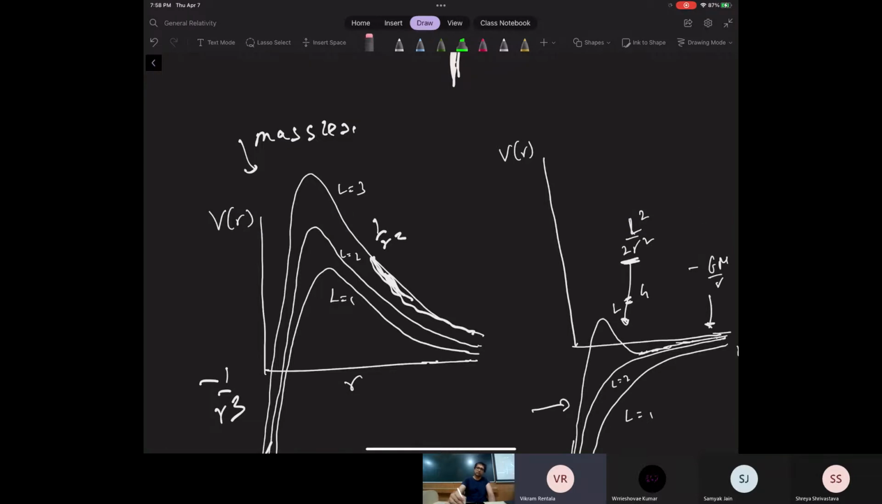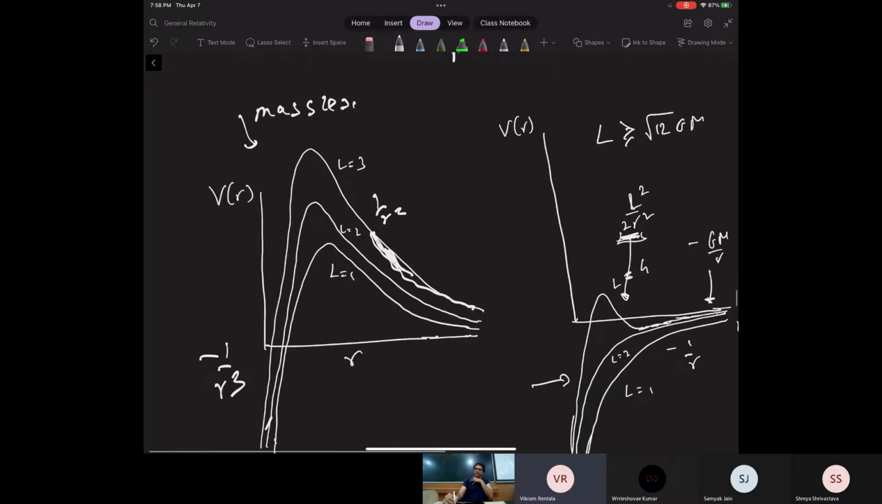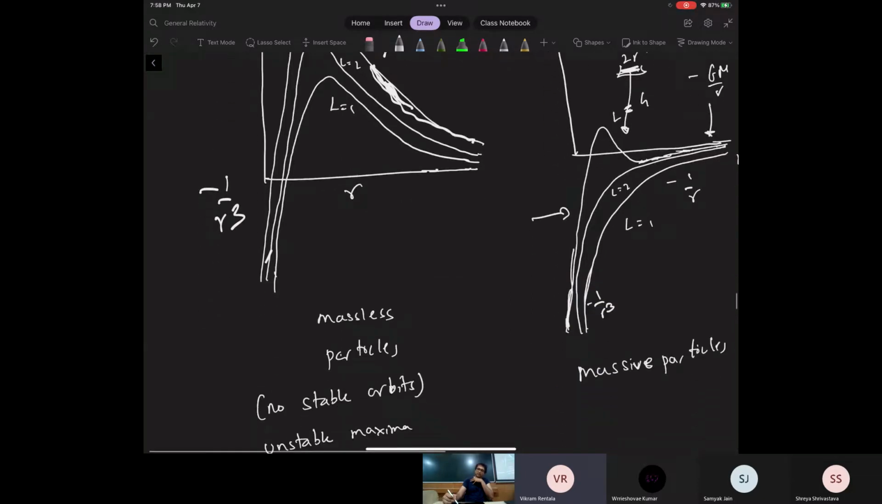For L greater than root 12 GM, it turns out that the 1 by r squared behavior is important. Roughly speaking, you will directly transition from minus 1 by r cubed to minus 1 by r for L less than or equal to root 12 GM. You will roughly just directly make this transition. For L greater than root 12 GM, you will also have this intermediate behavior where you fall off as 1 by r squared, where you have that barrier.